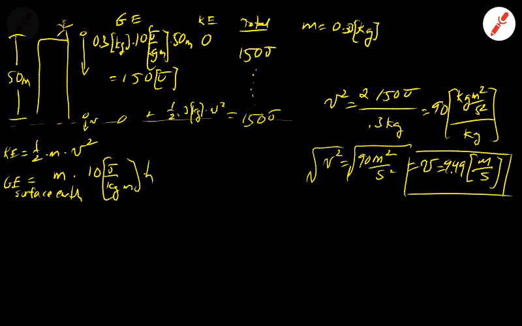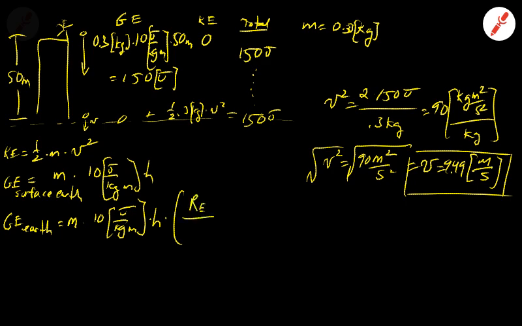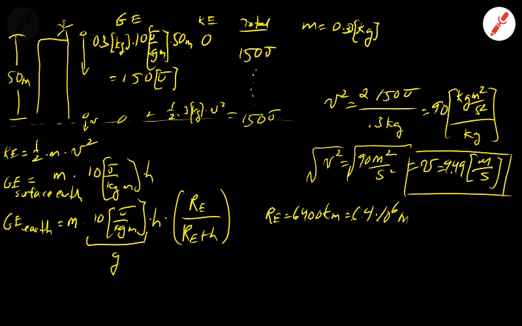Now, another form of gravitational energy, and I'm going to write it as GE, interacting with the Earth, is the following: m times 10 joules per kilogram meter times h times the following quantity, Re over Re plus h. The Re in this case is the radius of the Earth. So the radius of the Earth is about 6,400 kilometers, so this will be about 6.4 times 10 to the 6 meters, and that's the Re that we're talking about. Just for convenience, occasionally I will write this conversion factor, this 10 joules per kilogram meter, as lowercase g. And that's just a notation.